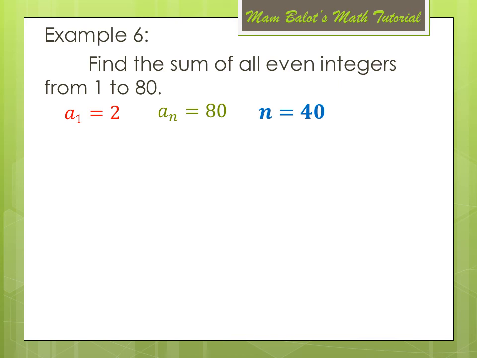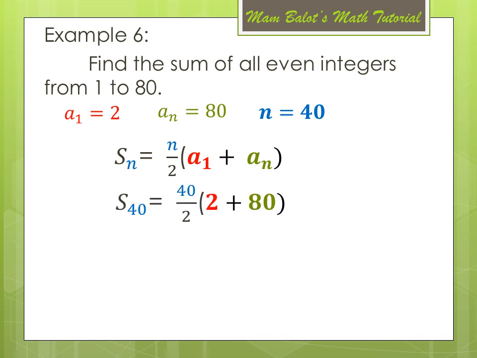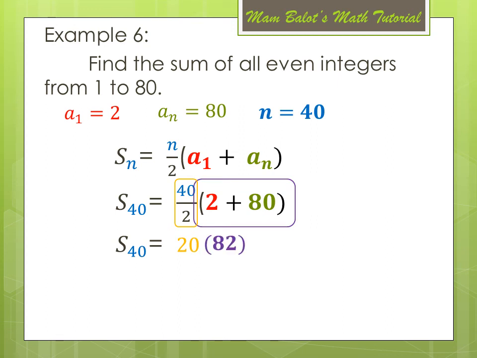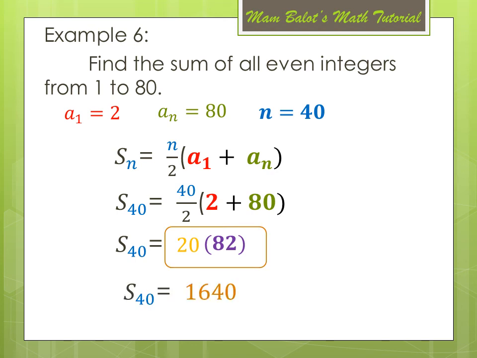Now we can find the sum of these integers by using the formula of our arithmetic series. So just substitute these values to our formula. We have now s sub 40 is equal to 40 over 2 times 2 plus 80. So dividing 40 by 2, we get now 20 times adding 2 plus 80, so that is 82. Then we multiply 20 and 82, so we get now 1,640. Therefore, the sum of all even integers from 1 up to 80 is 1,640.